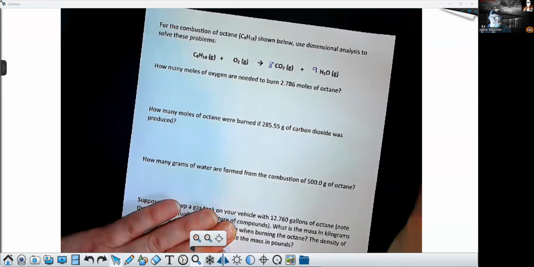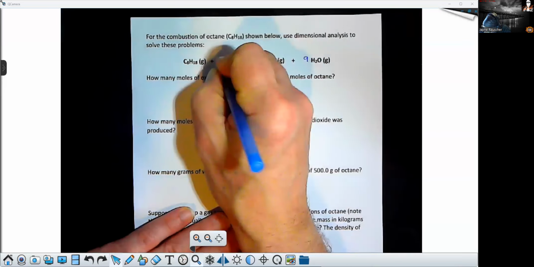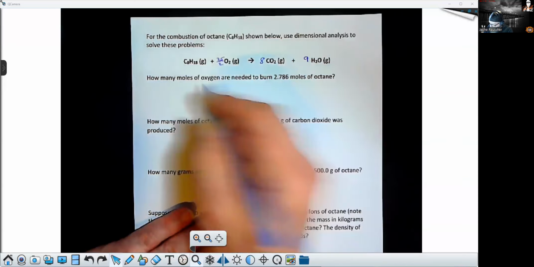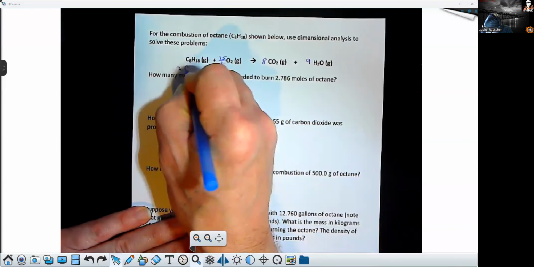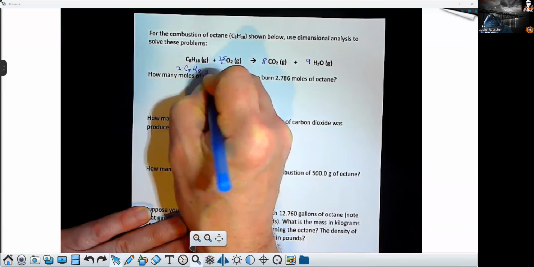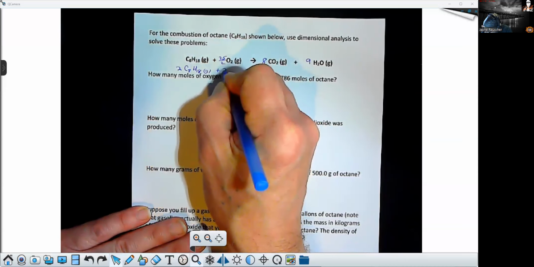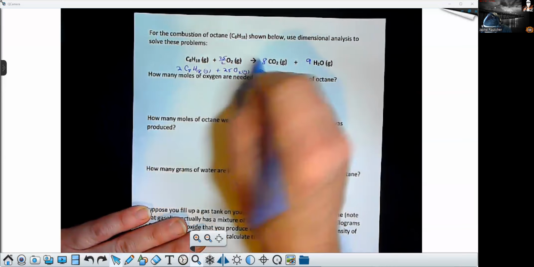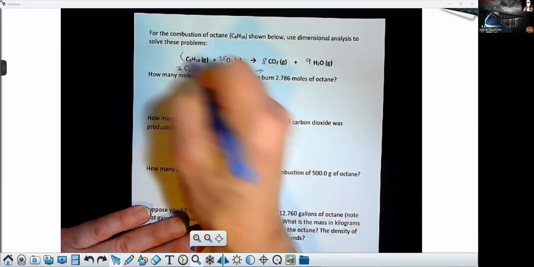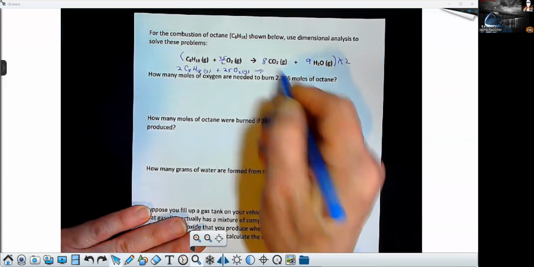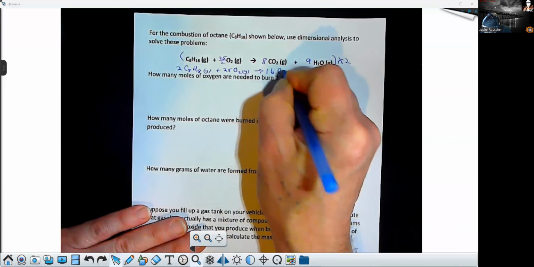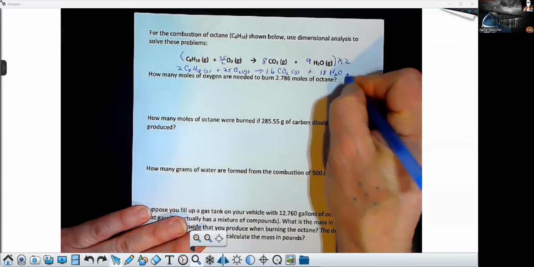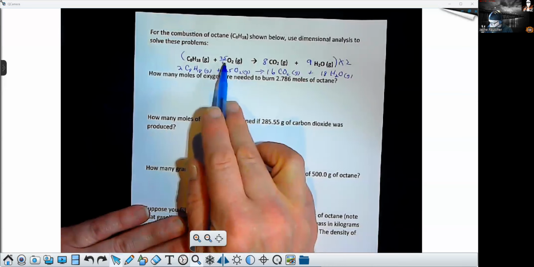I'm not going to really be able to do this right, so I'm going to say I have 25 halves times 2. So really what I'm going to do here is rewrite this equation. I'm going to say 2 C8H18 plus 25 O2 goes to, and then 2 times 8 is 16 CO2 gas plus 18 H2O gas. So I'm multiplying everything by 2, right? That way I get rid of my fraction here.